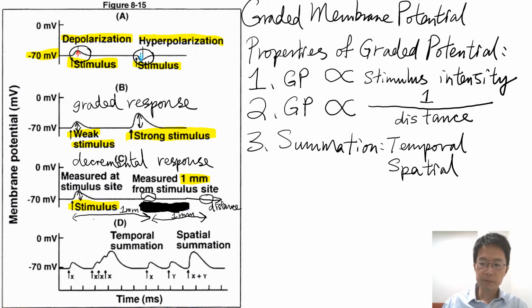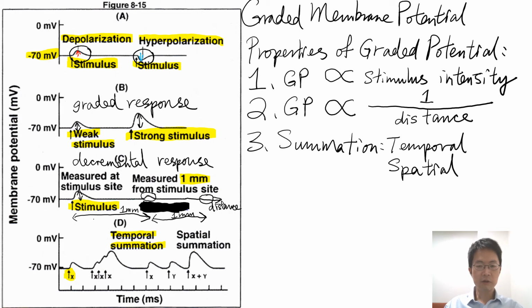You have two types of summation, temporal summation and spatial summation. So let's take a look at temporal summation first. Let's say you give a mild electric shock at this time x. X is basically the amplitude, the stimulus intensity. The stimulus intensity is x value.